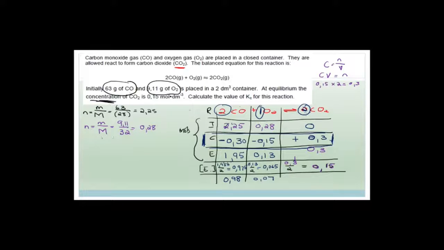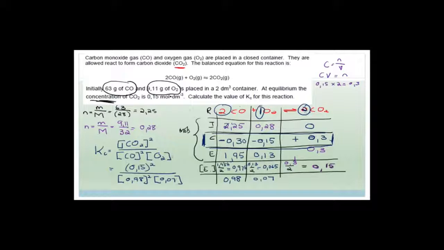So now we've got to do our Kc. So our Kc is always the products over the reactants. So it is going to be the concentration of the carbon dioxide squared, all over the concentration of the carbon monoxide squared multiplied by the concentration of the oxygen. So therefore, the concentration of the carbon dioxide is 0.15 squared, all over the concentration of the carbon monoxide, which is 0.98 all squared, multiplied by the concentration of the oxygen, which is 0.07, not squared.